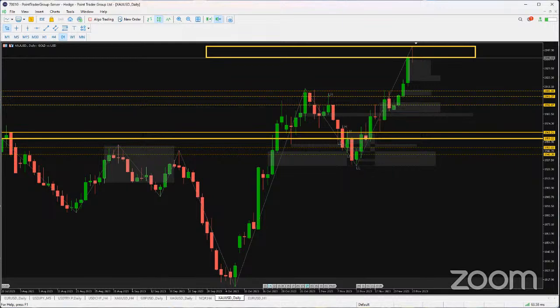I just want you to know that every support can be broken and then turned into a resistance. The same is true when it comes to resistance levels. Any resistance level could be broken and turned into a support level. So this is how it works.